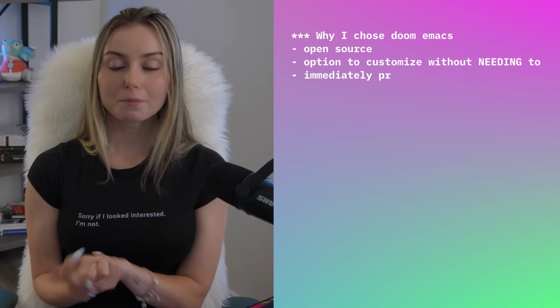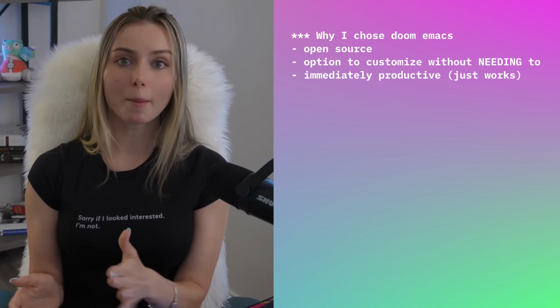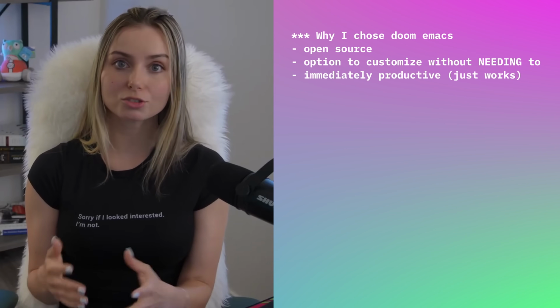Part of what appealed to me about Doom Emacs in particular is that while it is customizable, I don't have to customize it for it to just work. It's pretty easy to be productive right off the gate, and you don't have to customize a ton in order to enable new language servers or work in any programming languages that you want. It's pretty much as easy as just uncommenting some lines from the config, and it just works.